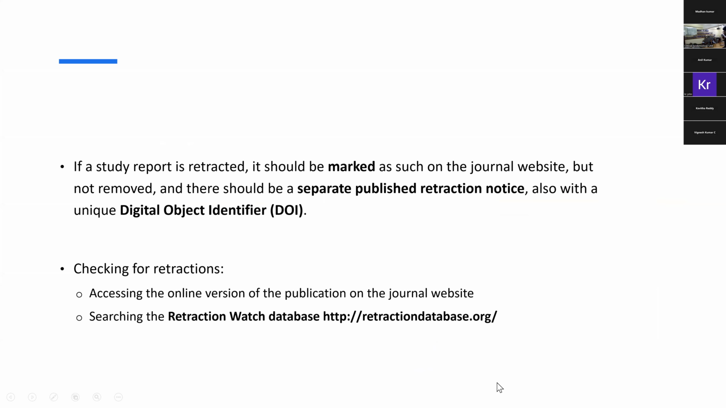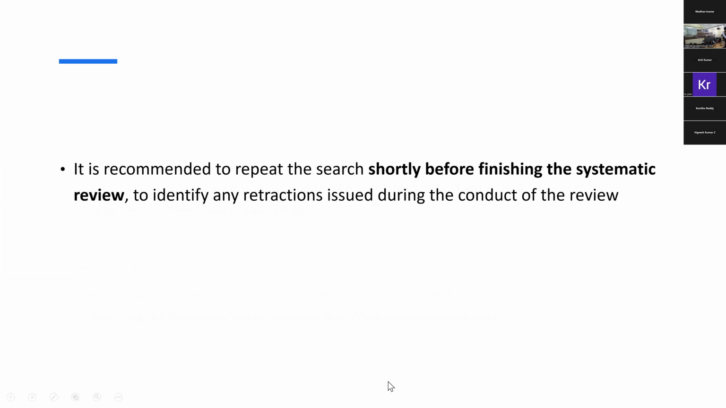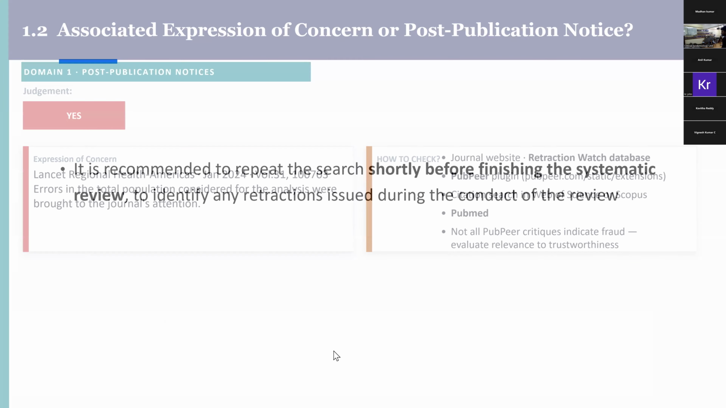of the latest version of the publication on the journal's website, or we can use the retraction database to enter the details of the study and check for the retraction status. So if we are planning a systematic review, it would be ideal to do the same just before finishing the systematic review to identify any latest retractions of the study.